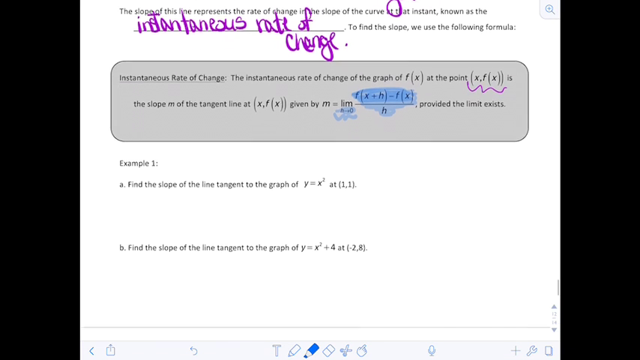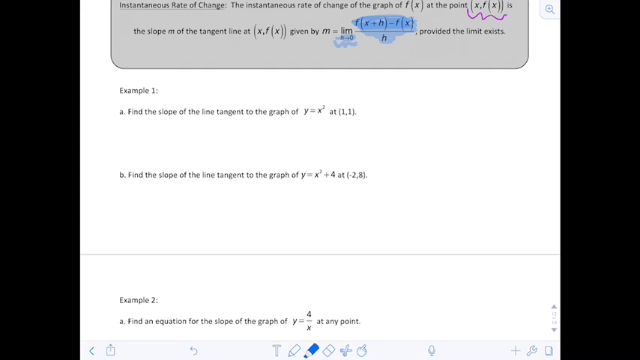So for example 1, find the slope of the line tangent to the graph of y = x squared at (1, 1). The graph that we have is a parabola, y = x squared, and we're going to use particularly this x value of 1. That's the location that we're at, and x is in my formula, so we're going to be using that value. Okay, so the slope is going to be the limit as h approaches 0 of f(x + h). Well, my x value is 1, so we're going to plug in 1 + h. So I want f(1 + h) minus f(1), my x value is 1, all over h.